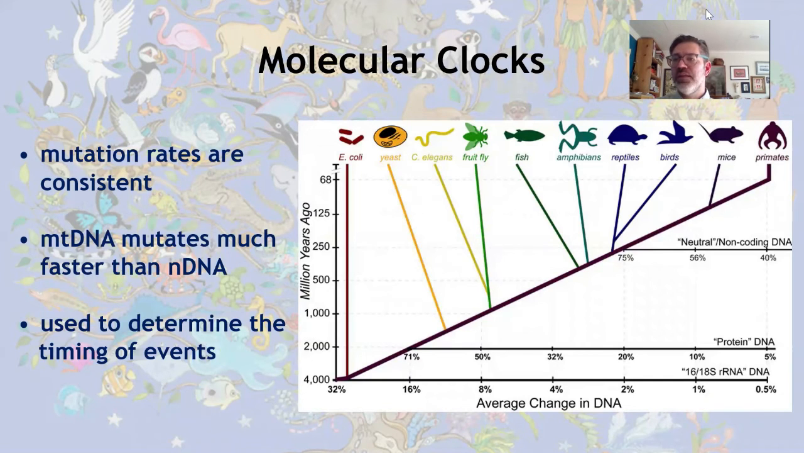For example, based on this phylogeny, how many millions of years would it take for a 20% difference in protein coding DNA, exons within nuclear DNA?